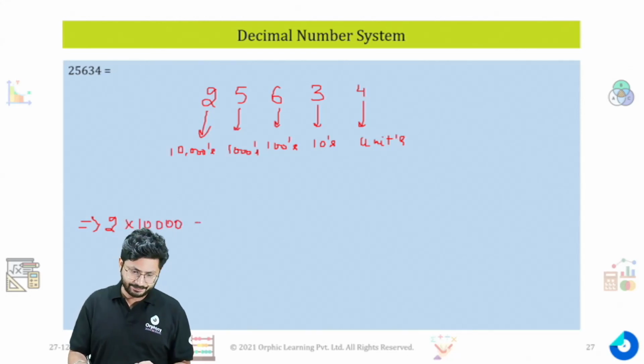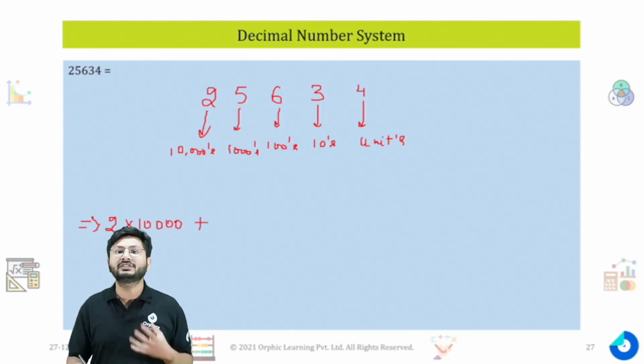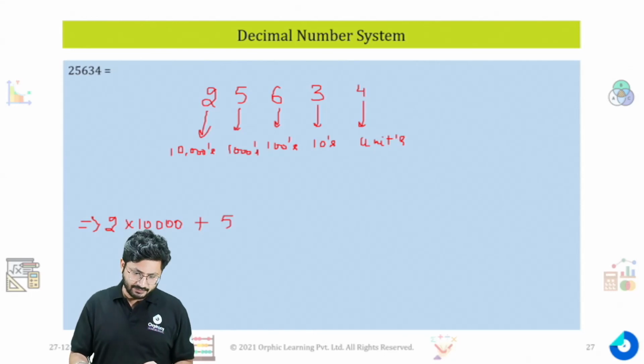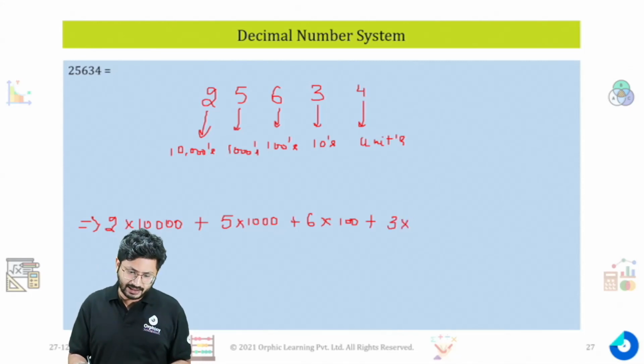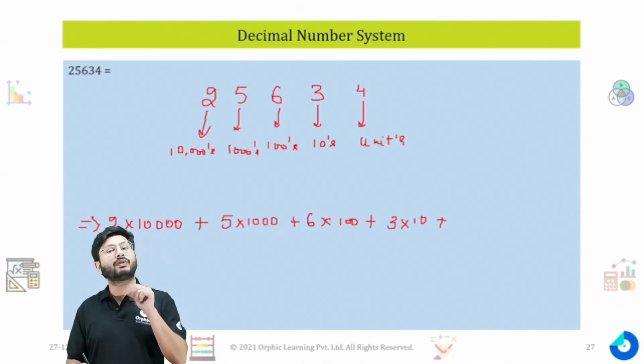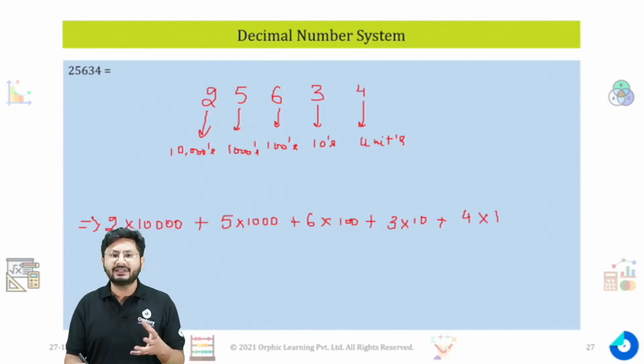plus there are 5 thousands in the number, so it will be 5 into 1,000, plus there are 6 hundreds in the number, so 6 into 100, plus there are 3 tens in the number, so 3 into 10, and there are 4 ones in the number, so it is equal to 4 into 1. So this is basically the decimal expansion of a number.